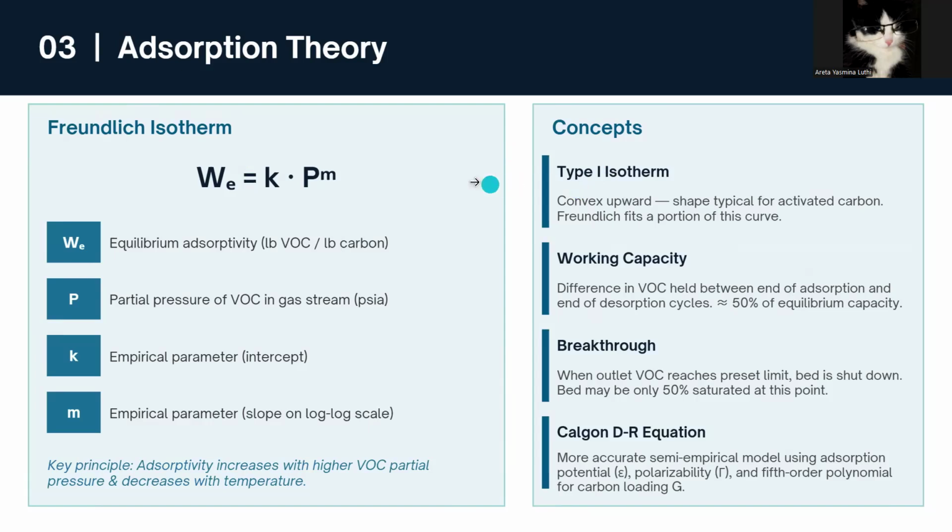The Freundlich equation is described by this formula, where W is the equilibrium adsorptivity in pounds VOC per pound carbon, P is the partial pressure of the VOC in this unit, and k and m are the empirical constants. These are the several concepts that we need to be aware of.